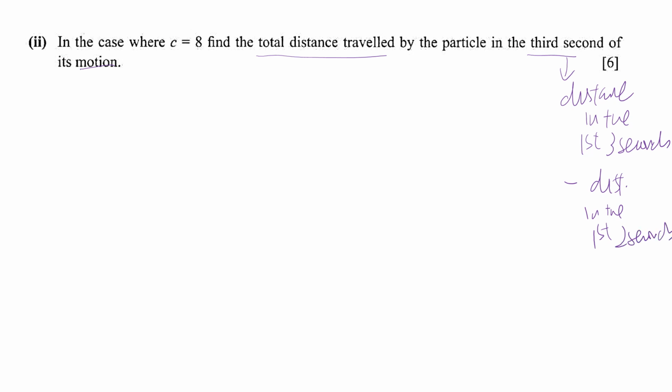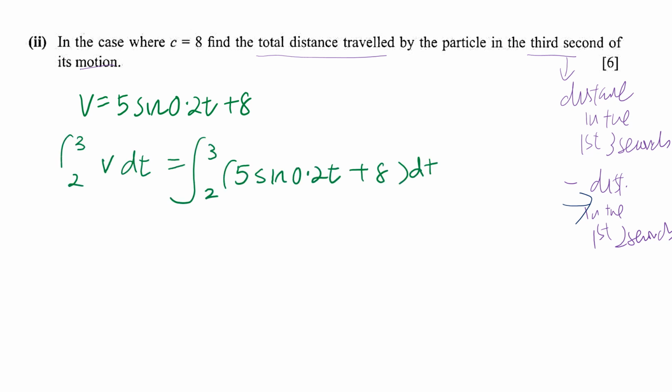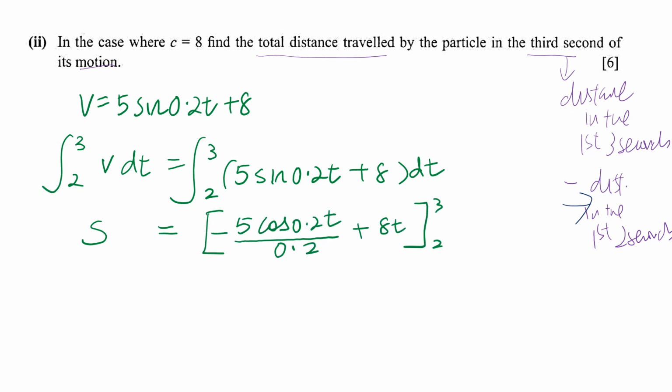Alright, let's write down the formula to find velocity first. To find the distance, I need to integrate the velocity. So I'm going to integrate your velocity to find distance. Like what I mentioned, the two limits I'm going to take are 3 and 2. That means I find the distance traveled in the first 3 seconds minus away the distance traveled in the first 2 seconds, to find the distance in the third second only.